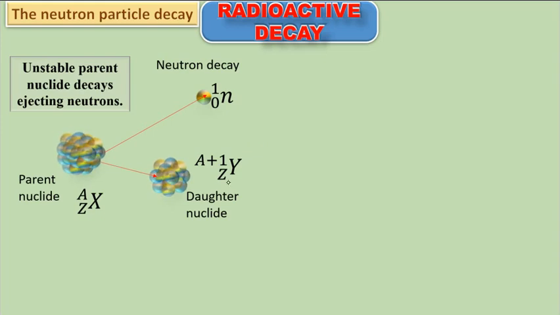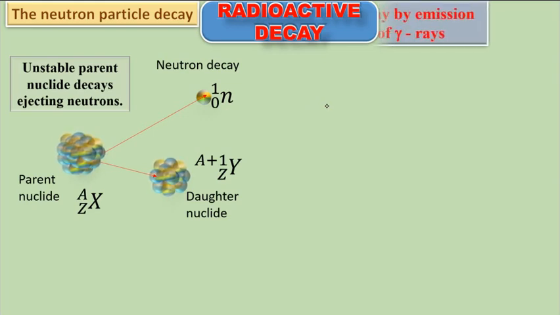So now what do you notice here? Look here, Z remains the same, no change in Z. But the nucleon number increased by 1 because a neutron has no charge but has a mass of 1. So therefore, the nucleon number changes by 1, while the proton number remains unchanged.